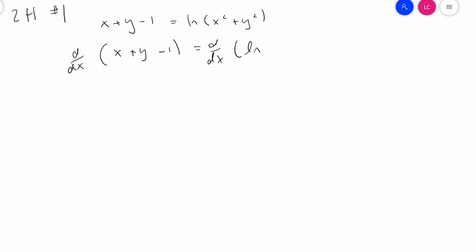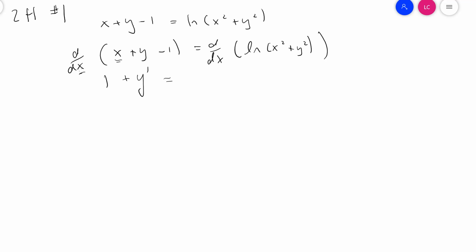So that means x is the base letter, right? So if I'm taking the derivative of an x thing, I just do the regular power rule. So the derivative with respect to x of just x is just 1. That's the easy power rule. Derivative with respect to x of y is dy over dx, or y prime. And then the derivative of this constant is 0.